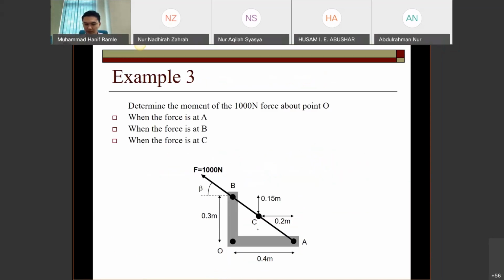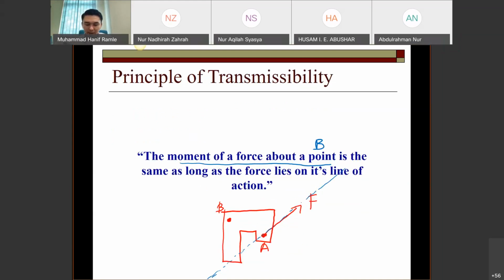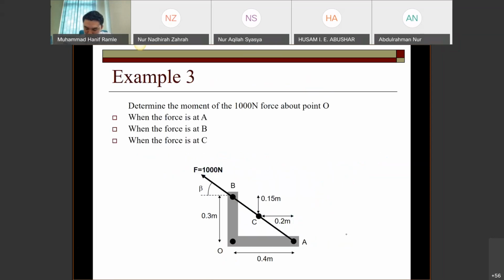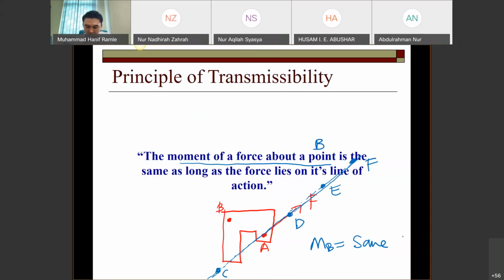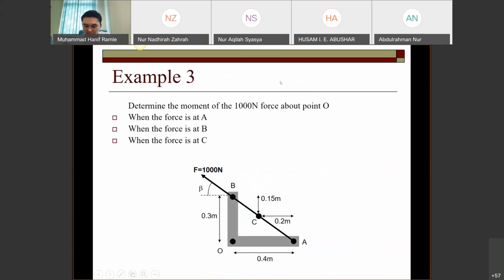No matter the force acting on A, or let's say I put it at this point C, or D, or E here, or maybe F, as long as the lines of action are similar with this line, the moment about B will always be the same. This is the meaning of this principle.